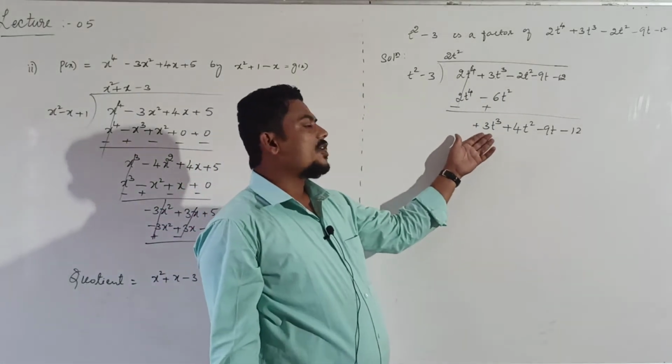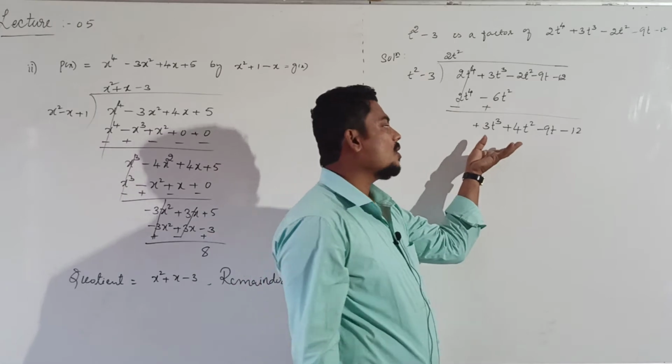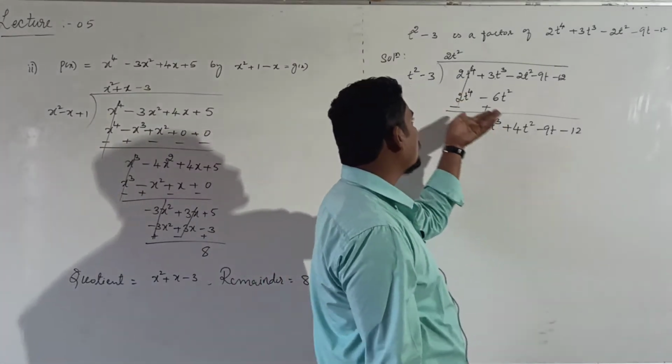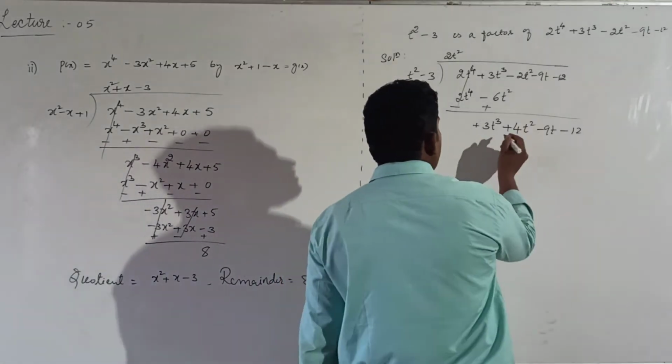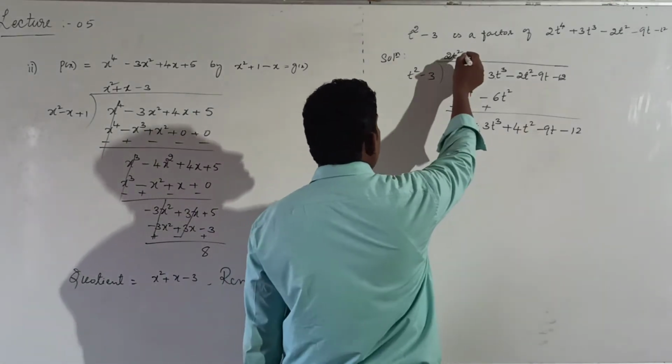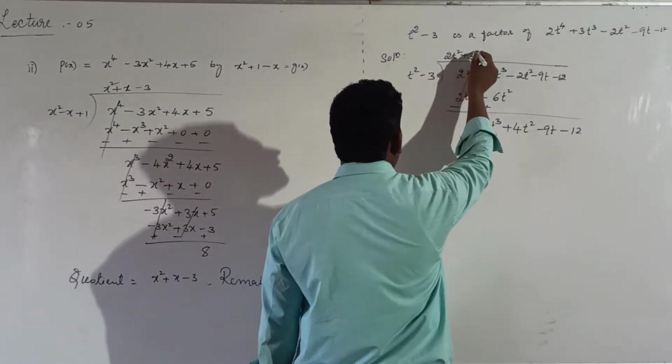Again t cube, the degree of the remainder is more than the divisor, so continue this process. For getting 3t cube, which term do we need to multiply? Clearly 3t.